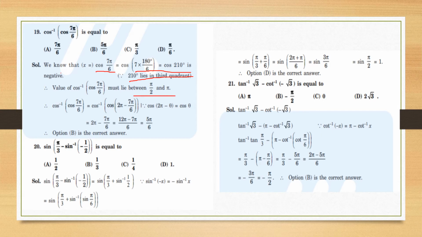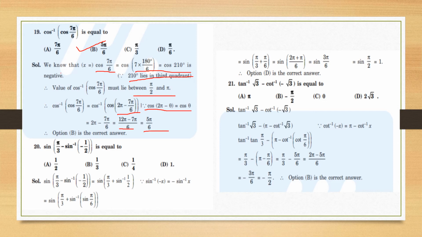So what I should do is express this 7 pi by 6 as 2 pi minus something. Cos inverse cos of, because cos(360 minus theta) is cos theta, so I'll write it as cos(360 minus theta). So 2 pi minus 7 pi by 6 means 12 pi minus 7 pi by 6, which is 5 pi by 6. So B is the correct answer.